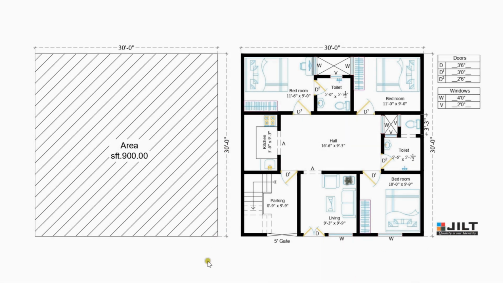In this video, I am going to discuss a 3 BHK ground floor plan with dimensions 30 by 30 feet, with a plot area of 900 square feet. This is a very comfortable and suitable plan for the commonly available plot areas in our locality.